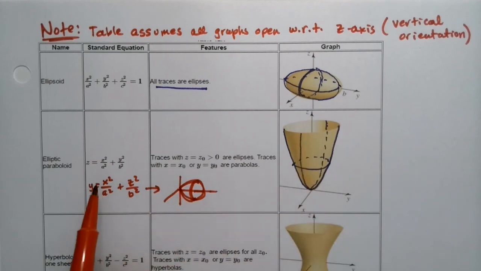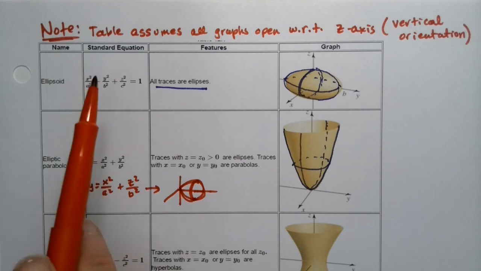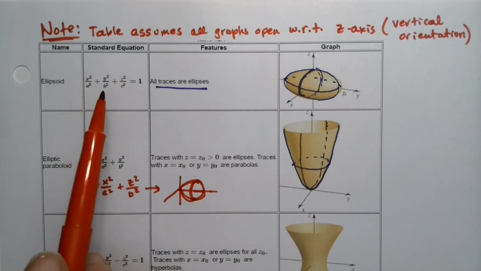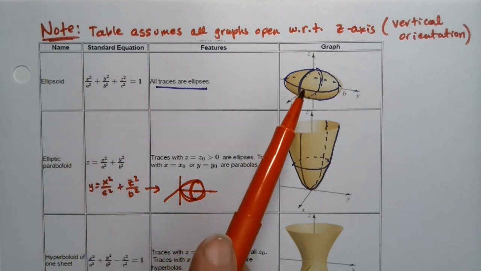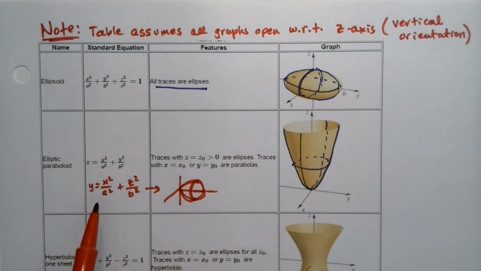So just keep in mind that the way this table was set up was assuming a vertical orientation, but they would all work with other orientations as well. Now, granted, the ellipsoid is actually the same no matter which way you rotate it. So this one would be the same no matter what. But this one you could change to have it open in the y direction or open in the x direction or open in the z direction.